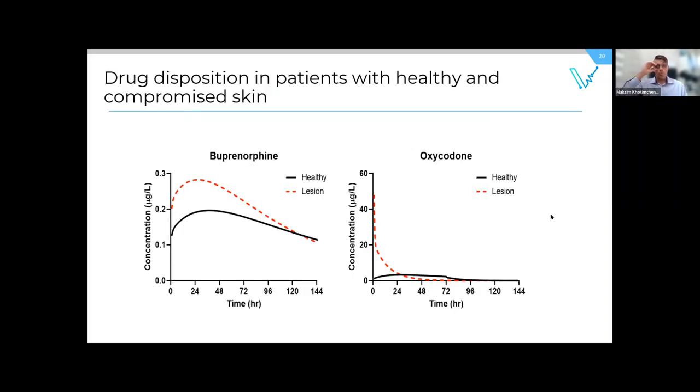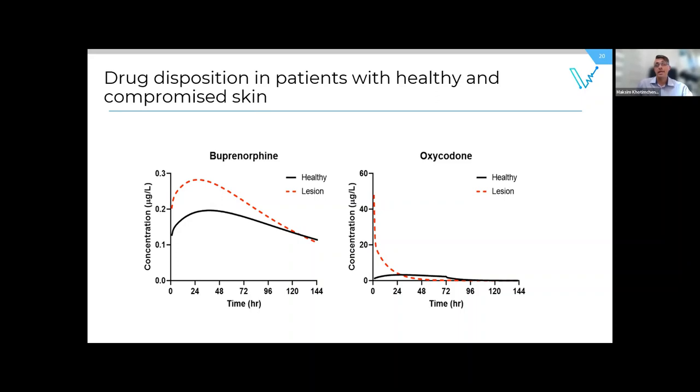And here are the results that we see. What is the drug disposition in patients with healthy skin, and, as I mentioned, with compromised skin? We decided that the model for compromised skin would be just the removal of stratum corneum, assuming that the integrity of stratum corneum is damaged. And we can see there are some very interesting differences. In a healthy person, buprenorphine and oxycodone have almost a similar profile. Here the scales showing the concentrations are different, but we can imagine that oxycodone probably has an even higher plasma concentration after transdermal administration, but they are in the same range.